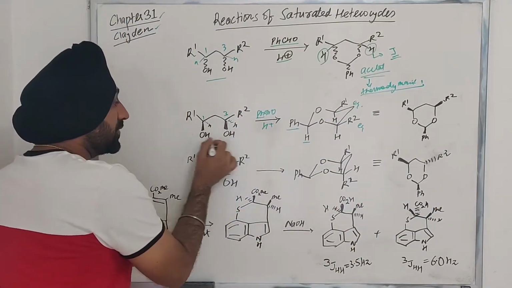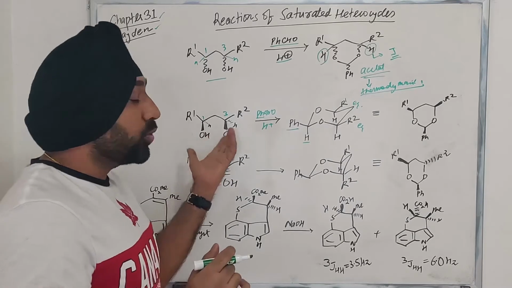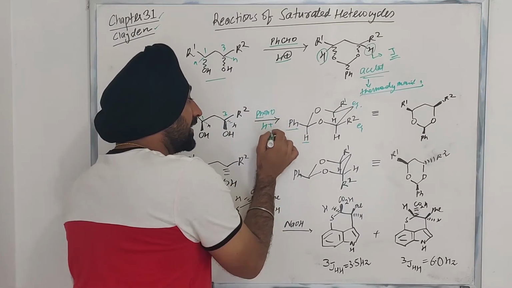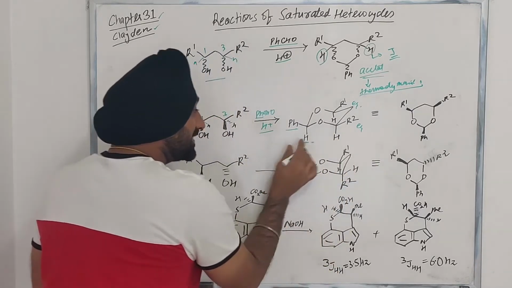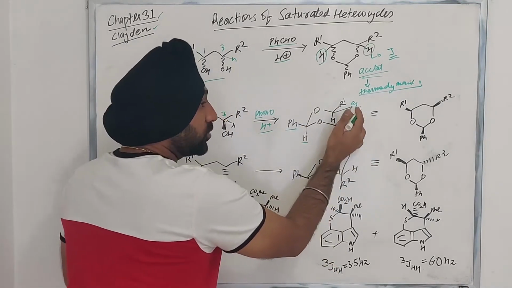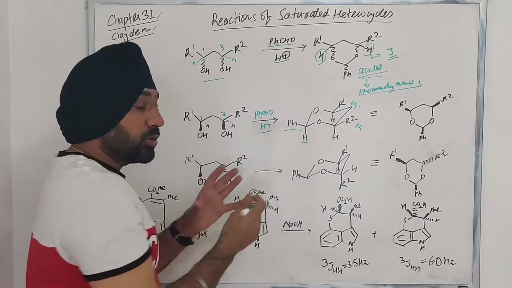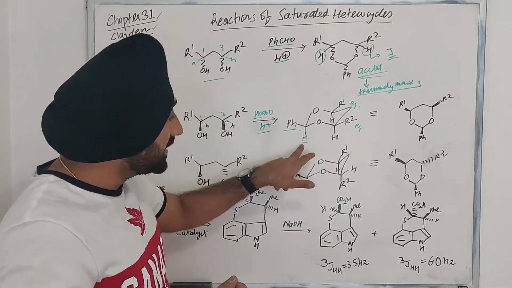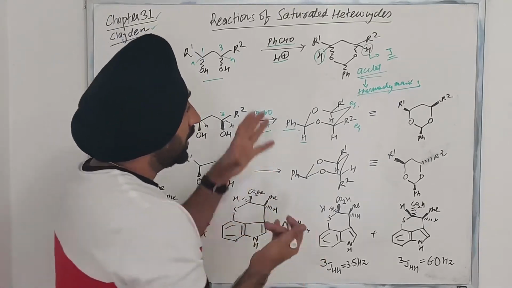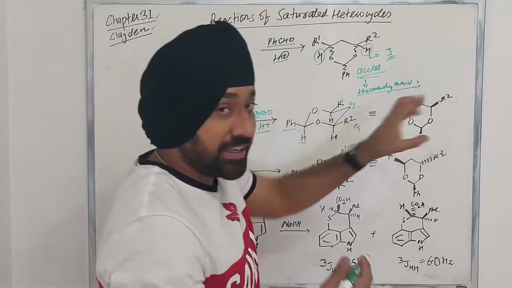Suppose here what we have is a 1,3-diol, and here the 1,3-OH groups are syn to each other. When we carry out the reaction with benzaldehyde under acidic condition, this is the benzylidene acetal we form, where both R1 and R2 are equatorial and the phenyl group also occupies the equatorial position. It does not prefer to be at the axial position because of strain. Now, how did I convert this into this structure?